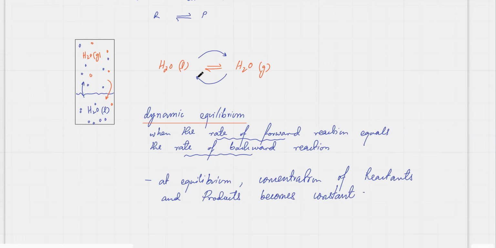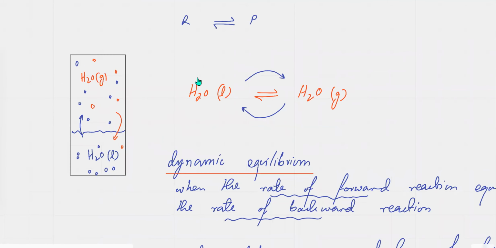I say it's going to become constant. So, which I just showed you, they're not going to change at equilibrium. Agar equilibrium pe nahi hai, let's say every second 10 molecules are evaporating: 1, 2, 3, 4, 5, 6, 7, 8, 9, and 10. But only 3 are condensing back.